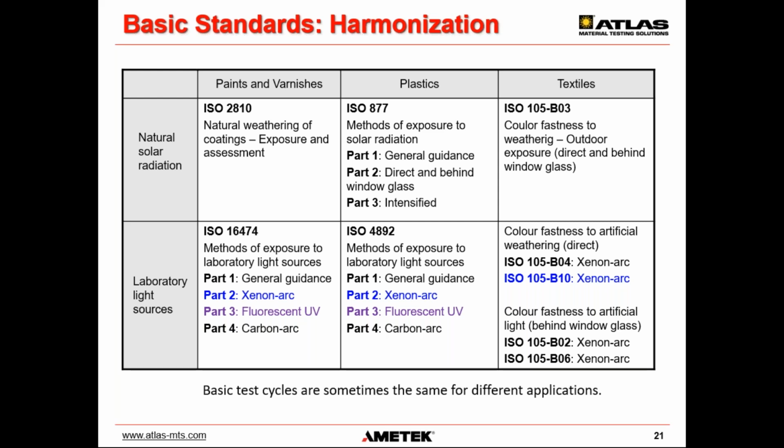And each industry has both standards using natural solar radiation as well as laboratory devices. You'll see that paints and varnishes has examples of natural solar radiation or outdoor weathering, and laboratory light sources, similar for plastics and textiles. For laboratory light sources, you'll see that there are standards for exposures using different types of radiation sources: xenon arc, fluorescent UV, and carbon arc. Xenon arc here in textiles is primarily the choice for textiles, but for coatings you also see that they have xenon, fluorescent, and carbon arc.